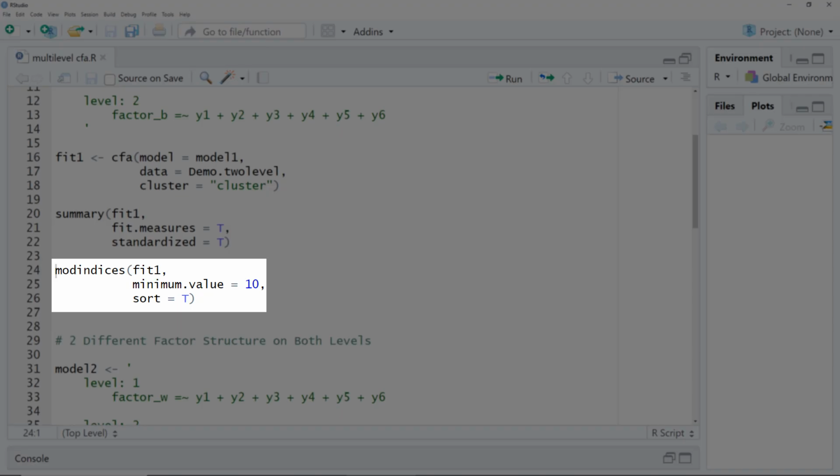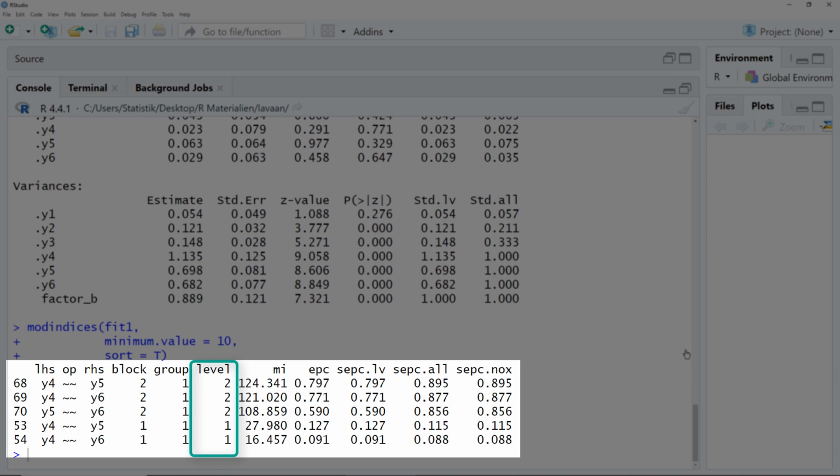In order to pinpoint where exactly the problem lies and what we can do about that, now we request modification indices. Here is an additional column, level.